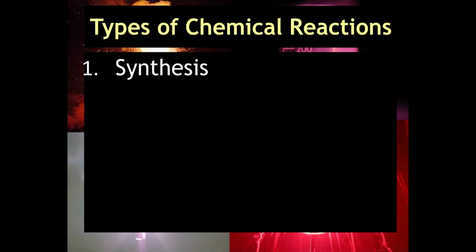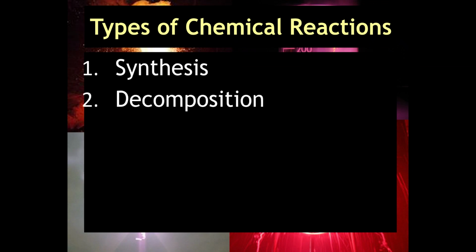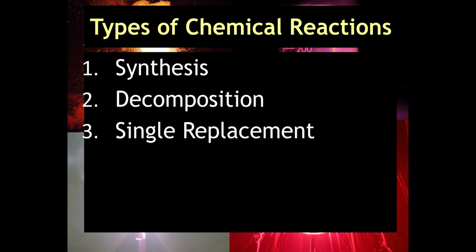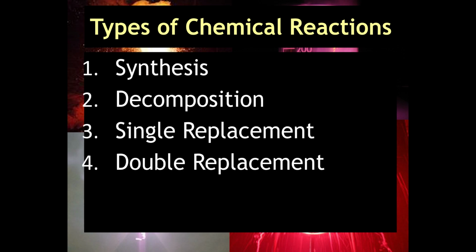Okay, so here are the 5 types of chemical reactions. The first is synthesis. There's decomposition. These are the 2 types we'll learn about today. In the next video, we'll focus on the others. There's also single replacement, double replacement, and combustion.